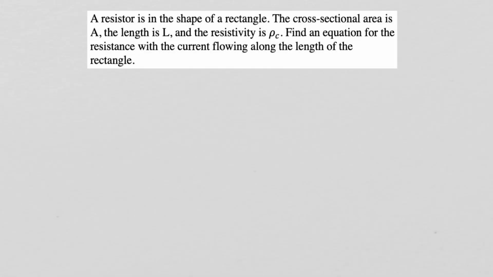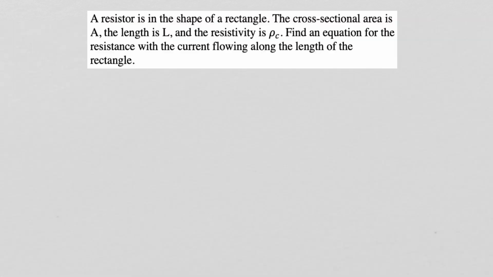You are given a resistor in the shape of a rectangle. You're told the cross-sectional area is A, it has length L, and resistivity is rho sub C. You are to find an equation that describes the resistance of this structure.